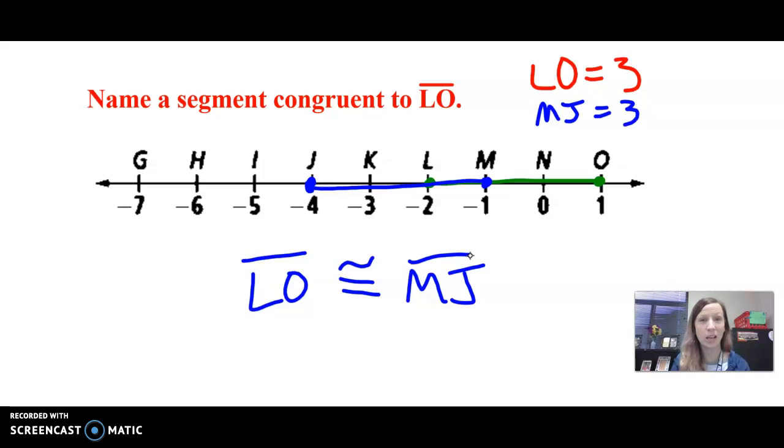Now, was that the only answer I could have come up with? No, there are plenty of other segments that are also 3 units long.